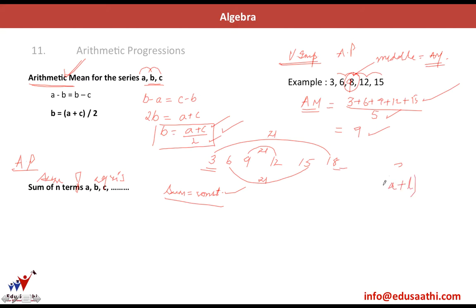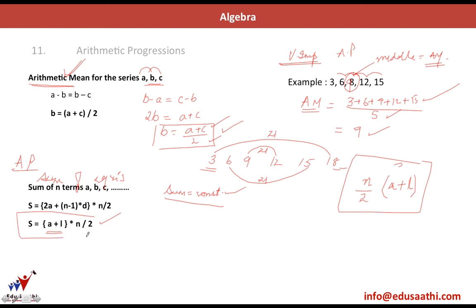Now L is a general notation which is used for the last term. That is the sum of all the groups. And how many groups are formed? If there are n numbers, n by 2 groups are formed. So the sum of all the groups will be equal to n by 2 into (A plus L). So this is the formula that we have: (A plus L) into n by 2 is the sum of the series of an AP.